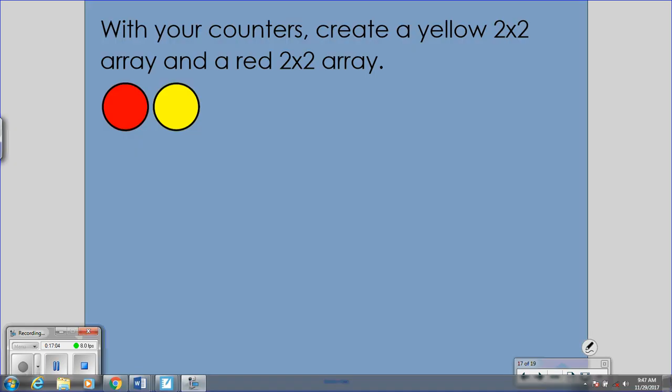I want you with your counters to create a yellow 2x2 and a red 2x2. Okay, now what's that? Yeah, but not right. We'll fill it in. Just fill it in. I don't see very many 2x2s. I need a yellow 2x2 array and then a red 2x2 array. Susie, that is a 1x2 and a 1x2.